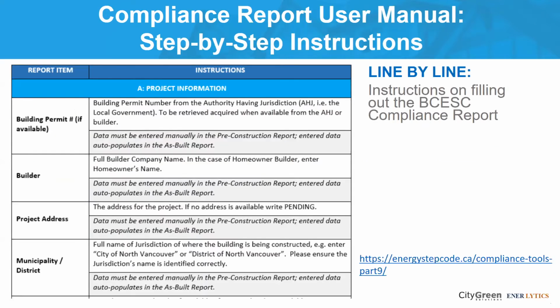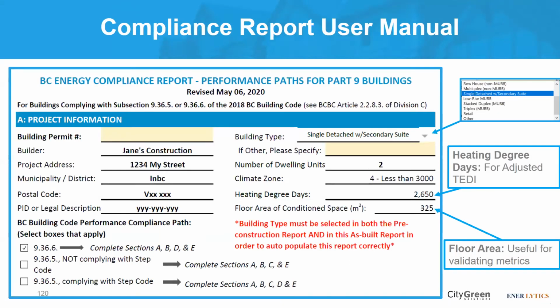The Compliance Report Manual provides detailed line-by-line instructions for each section and element of the BC Energy Compliance Report. So it lets you know what you should be filling in and which data will be manually entered in one report and which will be auto-populated in different reports. So for example, it'll tell you what building type and provides definitions. It tells you where you should be getting your heating degree day information.